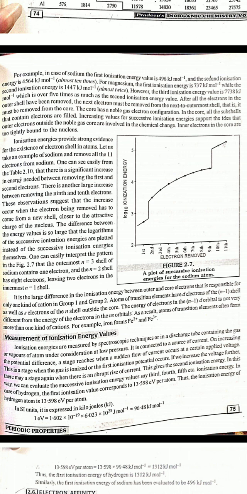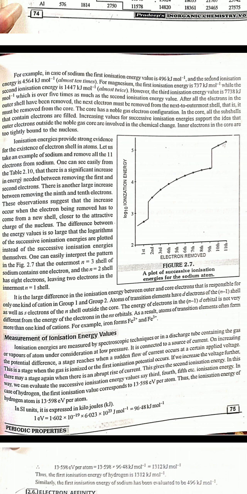If we increase the voltage further, there may be a stage again where there is a sudden rise of the current. This gives the second ionization energy. In this way, we can calculate the successive ionization energy values, say third, fourth, fifth, etc. In the case of hydrogen, the first ionization value corresponds to 13.598 electron volt per atom. Thus, the ionization energy of a hydrogen atom is 13.598 electron volt per atom.